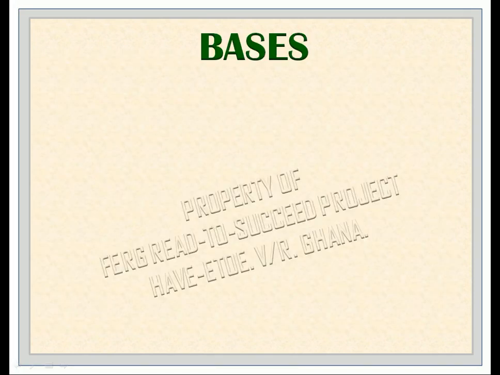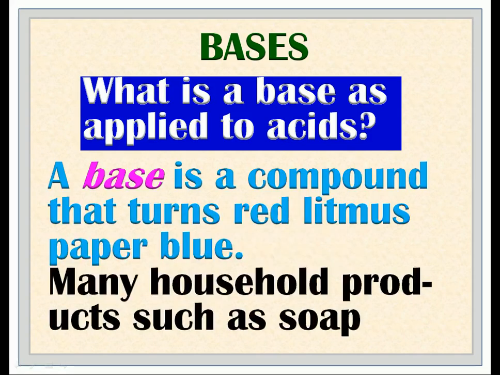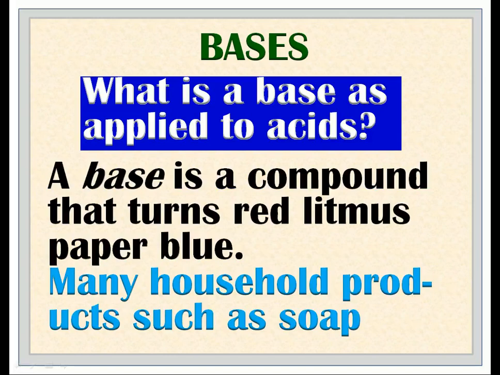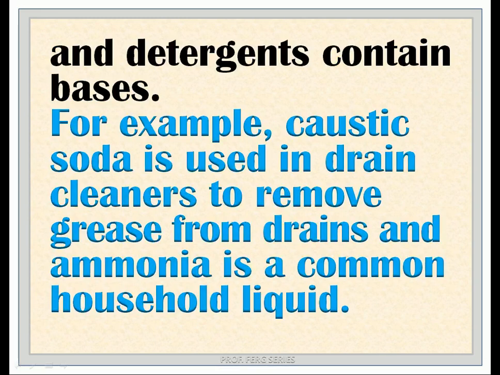Bases. What is a base as applied to acids? A base is a compound that turns red litmus paper blue. Many household products, such as soap and detergents, contain bases. For example, caustic soda is used in drain cleaners to remove grease from drains. And ammonia is a common household liquid.